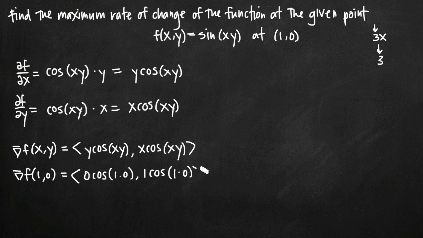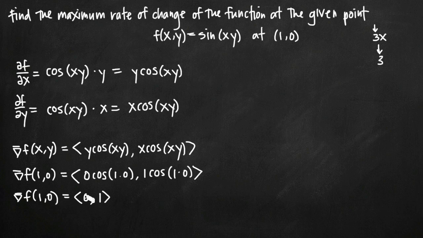Now at this point, we can just simplify. The gradient vector of f at the point (1, 0) is going to be equal to 0 times this cosine value here. Obviously, it's just going to give us 0. And here we have 1 times cosine of 1 times 0, in other words, cosine of 0, which is just 1. So our gradient vector here is the vector (0, 1).